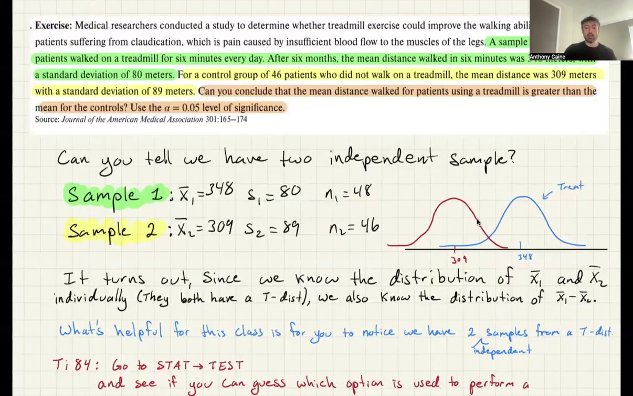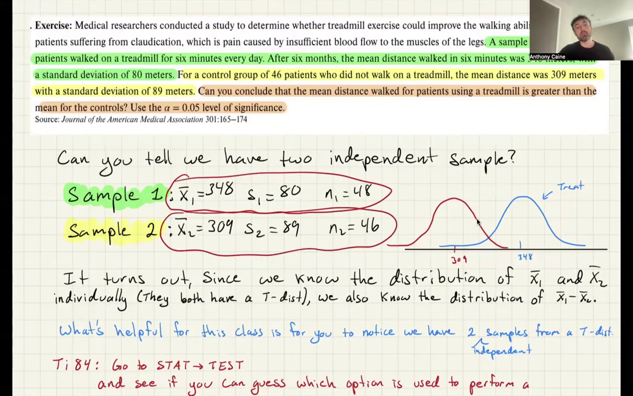So, here's the idea. We know how this is distributed. It's a t distribution. We know how this is distributed. It's a t distribution. The justification for that is beyond the scope of this course, okay? But it turns out if you're interested in the difference between these two means, that would be x1 bar minus x2 bar, and you're checking to see if that's non-zero.